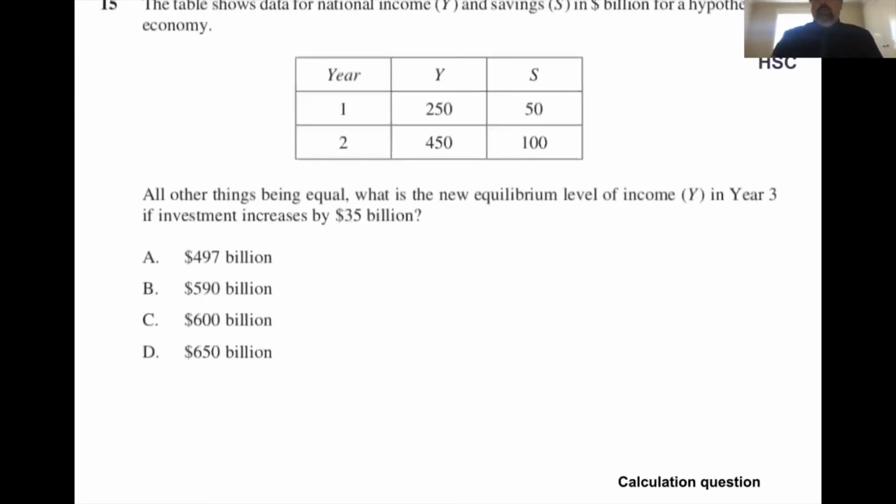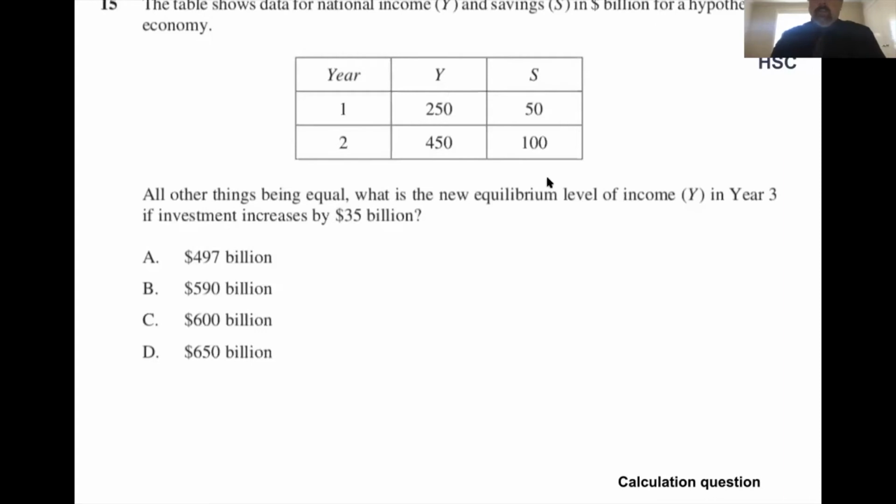So we spoke a little bit about calculations, all right? And some of the calculations can be a little bit tricky, and there could be multiple steps, like this question here. In this particular question, there are multiple calculations to derive the answer. So when we look at it, we've got national income and savings in billions of dollars, hypothetical economy. We've got our 2 years. We've got our income and S for our savings.